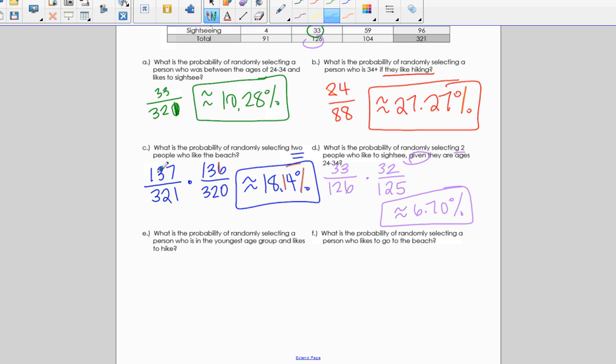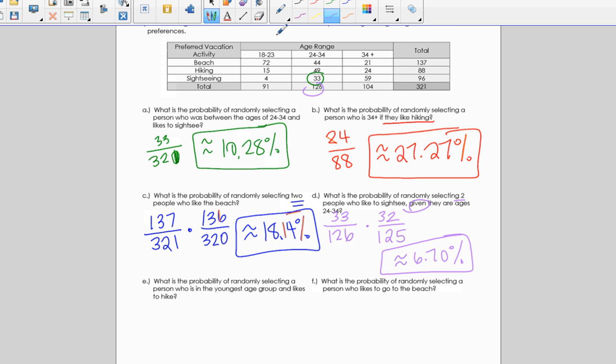All right, last couple. What is the probability of randomly selecting a person who is in the youngest age group and likes to hike? Okay, so the youngest age group is obviously this guy right here, 18 to 23, and likes to hike. So 18 to 23 that like to hike, that is 15 out of, now we're selecting out of the whole total, that's 321. You don't change that unless you have a given, right? We only changed it in B and D because it was conditional probability, so we were changing our sample space. So this is about 4.67%.